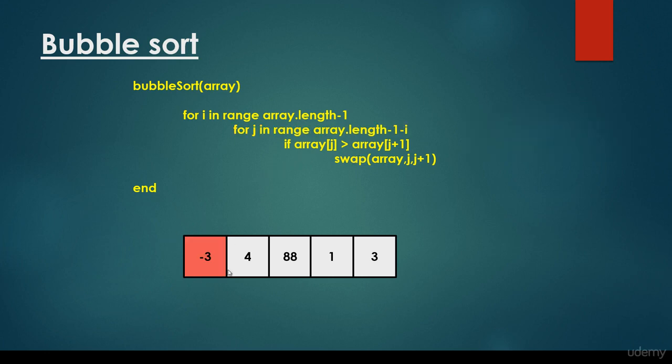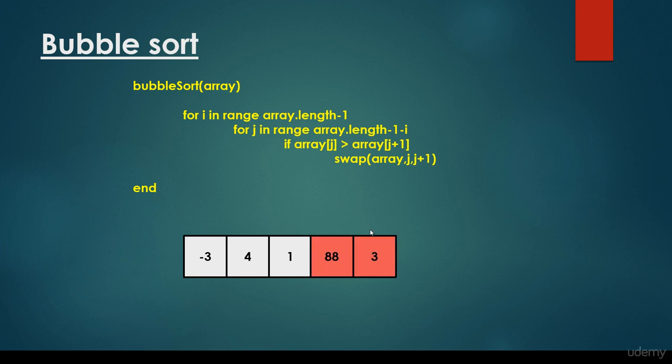Okay, so let's see. We start at the beginning, of course, and we keep comparing the two adjacent items, -3 and 4. Because -3 is smaller than 4, they are in the right order. What about the next one? We compare 4 and 88. 88 is greater than 4, so again, they are in the right position. As you can see, we just have to swap them if the array at j is greater than the array at j+1. So this is the j index, and this is the j+1 on the right. Again, we don't have to swap. Then what about 88 and 1? Of course, we have to make a swap operation and change their positions.